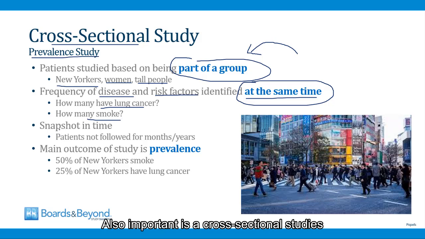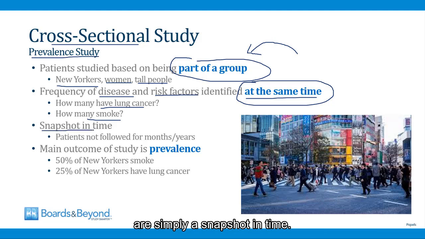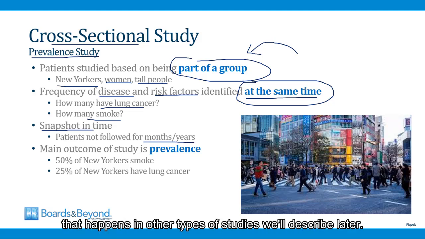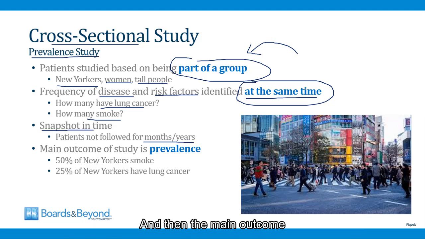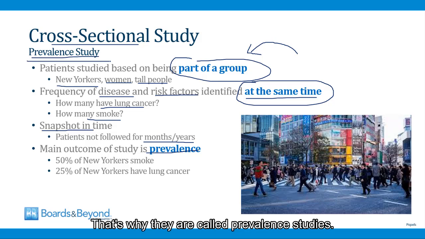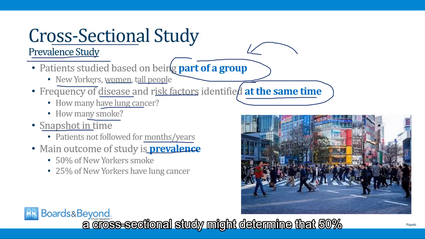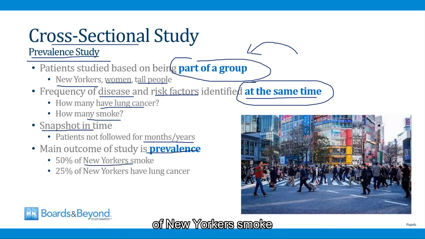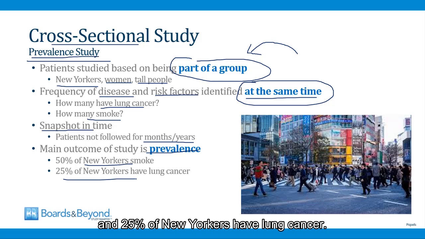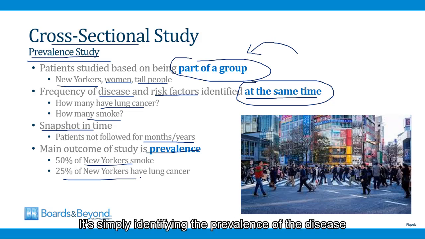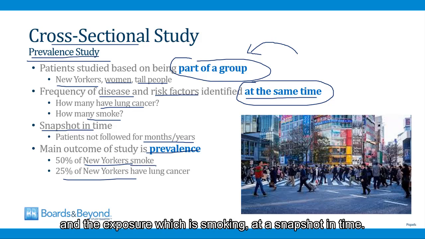Also important is that cross-sectional studies are simply a snapshot in time. Patients and individuals are not followed for months or years. That happens in other types of studies we'll describe later. And then the main outcome of a cross-sectional study is prevalence. That's why they are called prevalence studies. So for example, a cross-sectional study might determine that 50% of New Yorkers smoke and 25% of New Yorkers have lung cancer. It's simply identifying the prevalence of the disease and the exposure, which is smoking, at a snapshot in time.